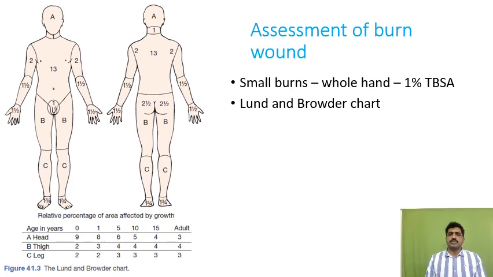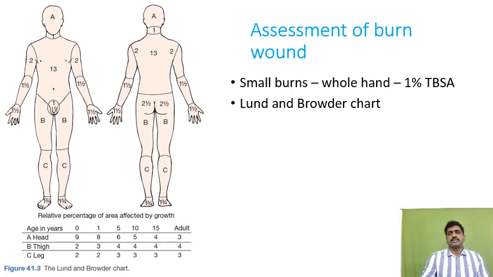In larger burns, in a hospital setup, you can use the Lund and Browder chart. As you can see in the image, for various ages, the area of the head, thigh, and leg changes, and for other areas, like the torso and hands, the area remains the same irrespective of age. In children, the area of the head is more when compared to adults. Based on that, you can draw the burns on the Lund and Browder chart and decide how much percentage of burns is there.